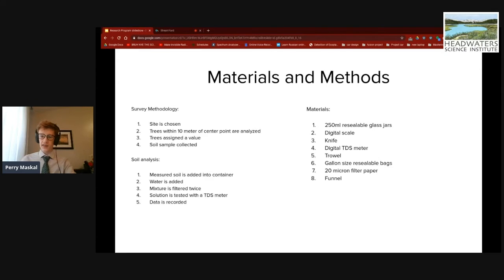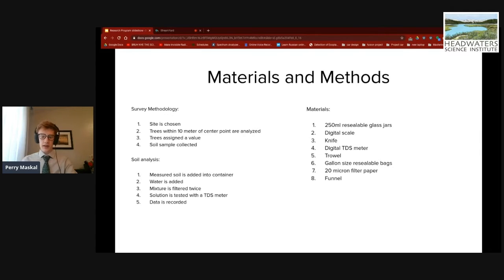For the soil analysis, 80 grams of soil were added to a container for mixing. 250 grams of distilled water were added to it. I mixed it with a wooden skewer and then poured the entire solution into a funnel with a piece of 20 micron filter paper on it and ran it through into another jar. When it was collected into the jar, I would clear out the filter and run it through a new clean filter one more time, and then test the solution with a total dissolved solid meter for water.